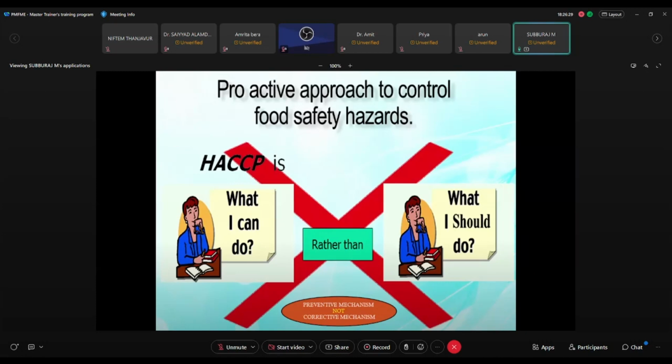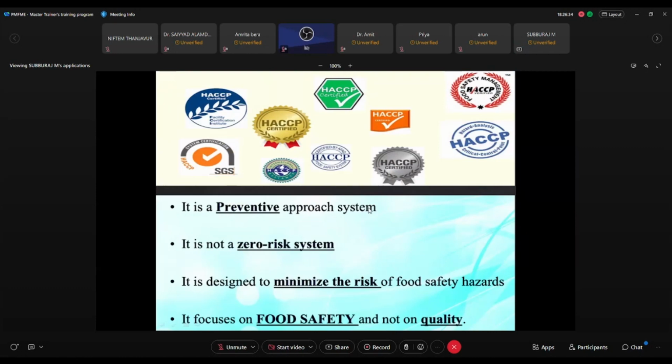It is not the corrective mechanism. Let us see a little bit further. HACCP is a preventive mechanism. I already told that it is not the corrective mechanism. Some concepts are there: if I install HACCP, zero risk, I don't have any risk? No. If you install HACCP, you may minimize the risk. I told that it may minimize the risk. It is not a 100% guarantee for you.